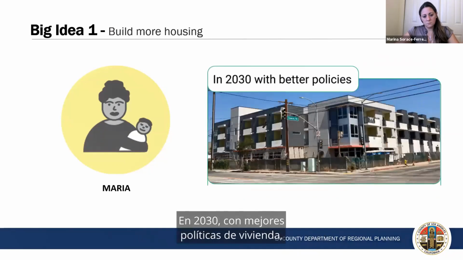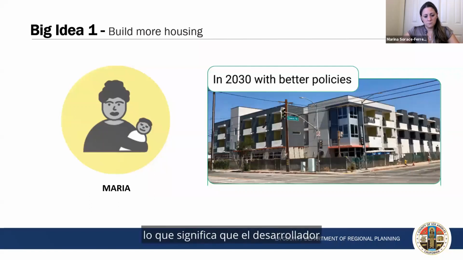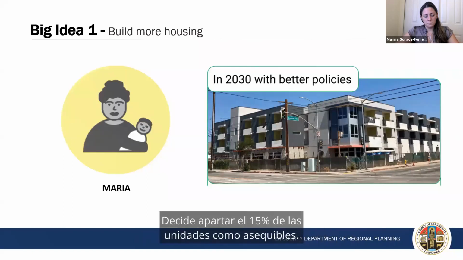In 2030, with better housing policies in place, a real estate developer rehabs the office building into a project that includes ground floor retail for small shops with 70 apartments above. The site is subject to the county's inclusionary housing ordinance, which means that the developer must rent some of the units at below market rate rents. He decides to set aside 15% of the units as affordable.